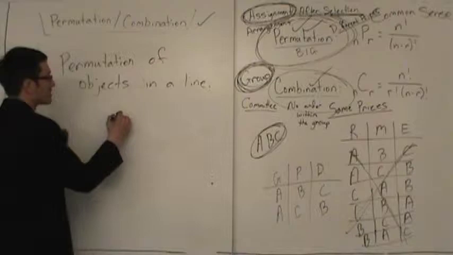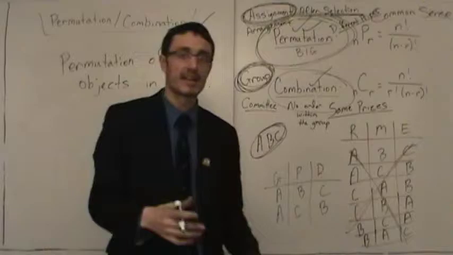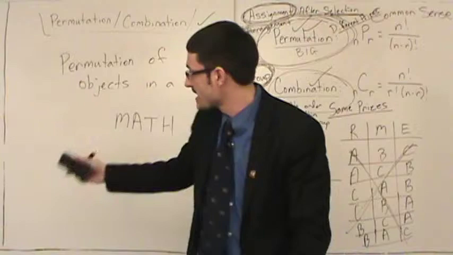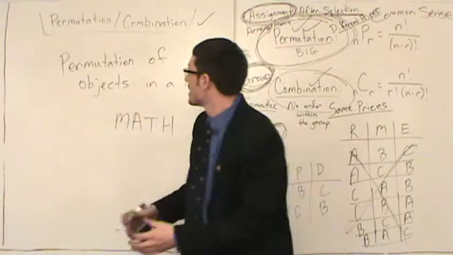Okay, how many ways can we arrange the word math? Is this the same question as the shoppers in the line? Yes, it's the same question. I just represented A, B, C, D, E, F, G, H, or whatever for the shoppers. How many ways can we arrange the word math in the line? Again, is this a permutation? Yes, we're talking about arrangement.